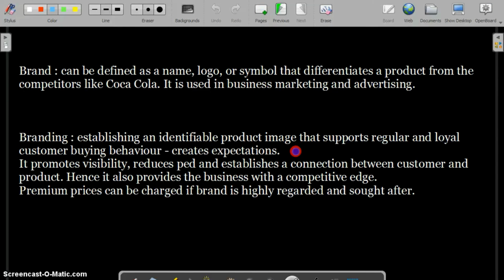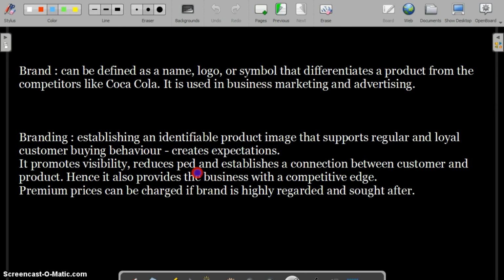Basically the whole idea is to create a solid image of the product that can last for a long period of time, so that customers don't buy once, they buy regularly and they become loyal to your business. They're not satisfied with any other product. Your product is the only one that satisfies them. It promotes visibility and reduces price elasticity of demand, and establishes the connection between customer and product. The price elasticity of demand is reduced. How? It's basically because as customers are more willing to buy your product, there's less responsiveness to change in price.